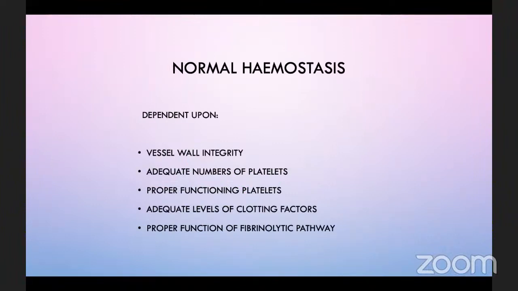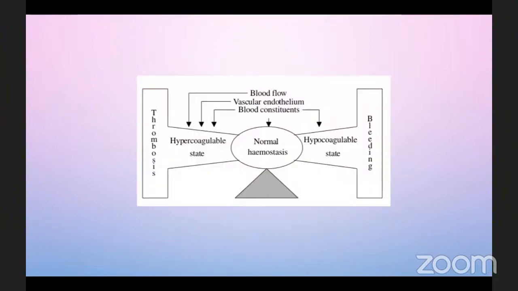So in order to ensure normal hemostasis, you need to have a good, intact vessel wall. There should be adequate number and function of platelets, adequate levels of the coagulation factors, as well as the proper function of the fibrinolytic pathway, and all this is kept at an equilibrium.